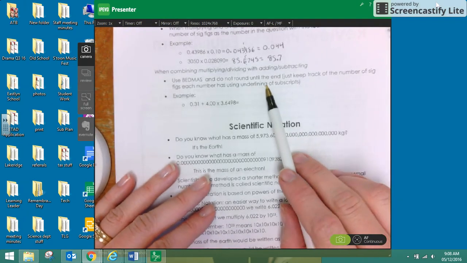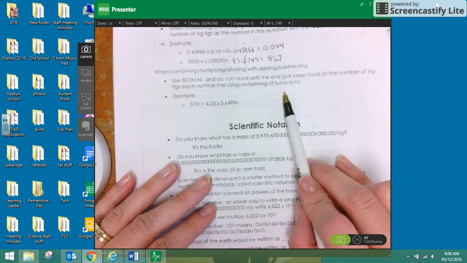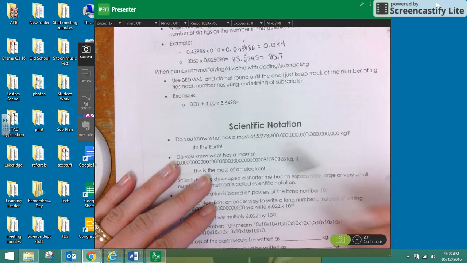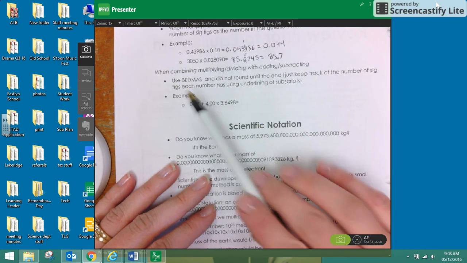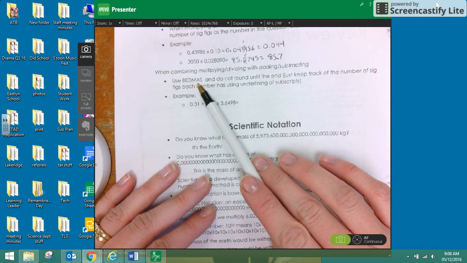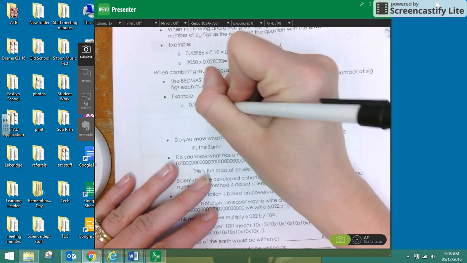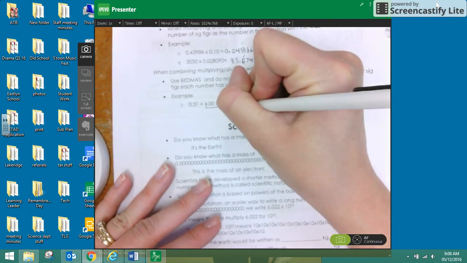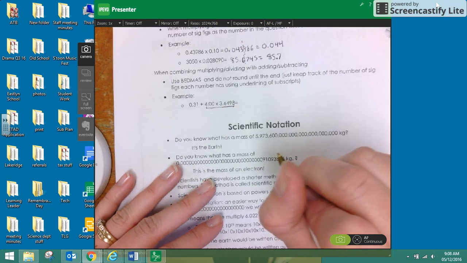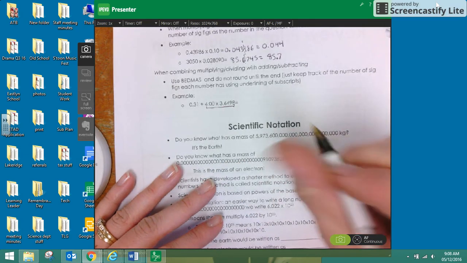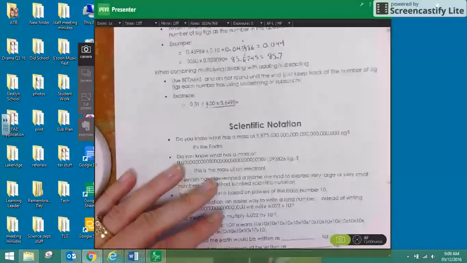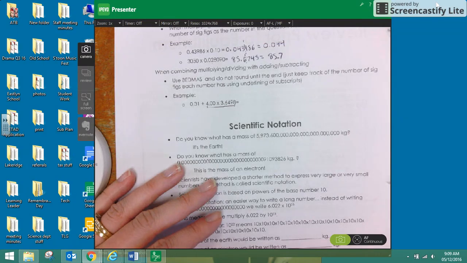If you are adding and subtracting all together, then you just have to do it in your BEDMAS order. So brackets, exponents, division, multiplication, addition, and subtraction. So you would start by multiplying these two and writing the answer to that without rounding, but just underlining the proper number of sig figs. So I'll just do that real quick.